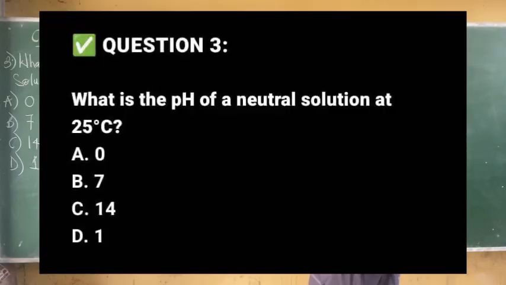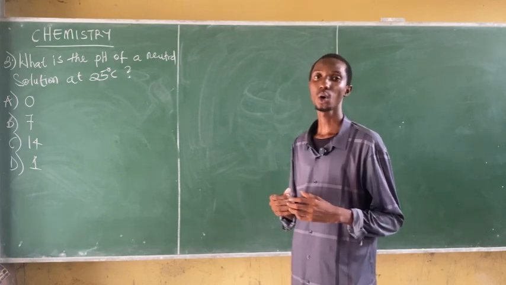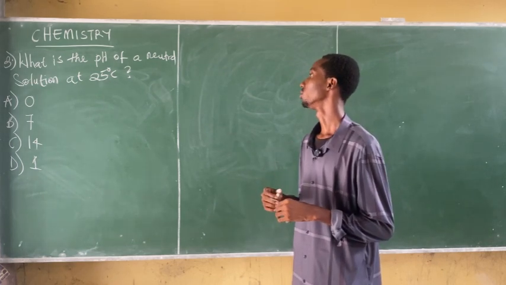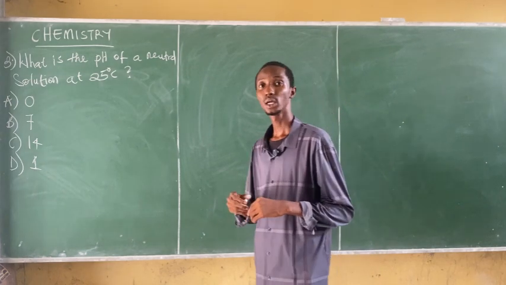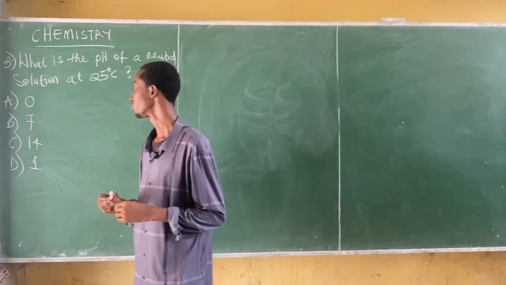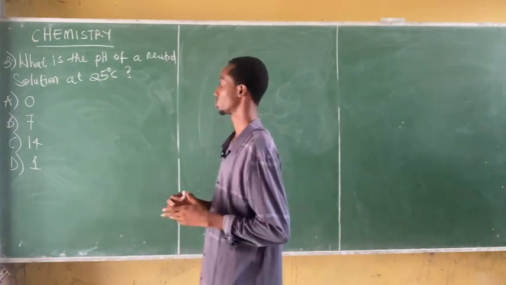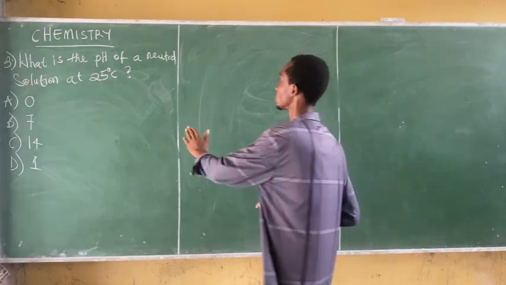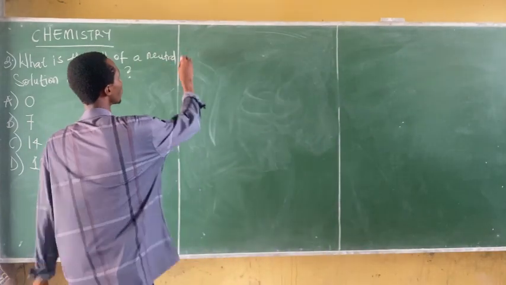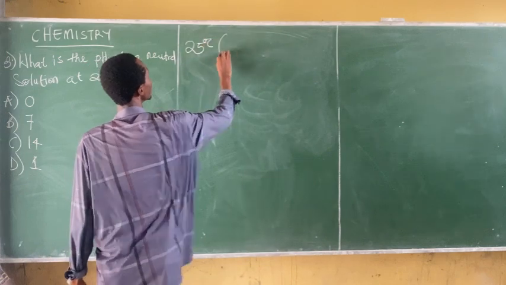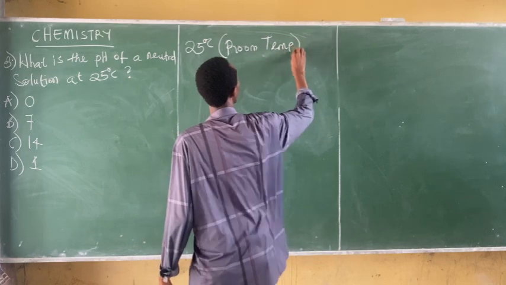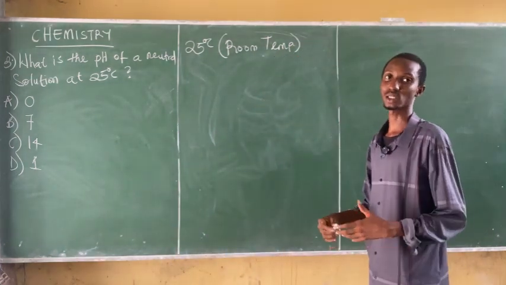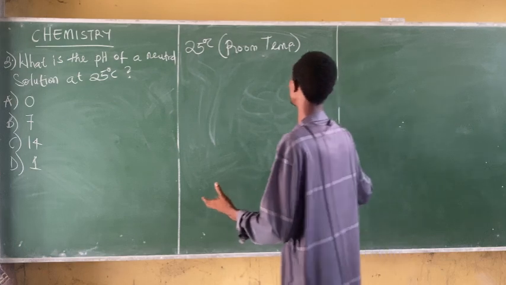Question 3 says, what is the pH of a neutral solution at 25 degrees Celsius? Option A, 0. Option B, 7. Option C, 14. And option D, 1. Now, at 25 degrees Celsius, which is room temperature, a neutral solution such as pure water has a pH of 7.